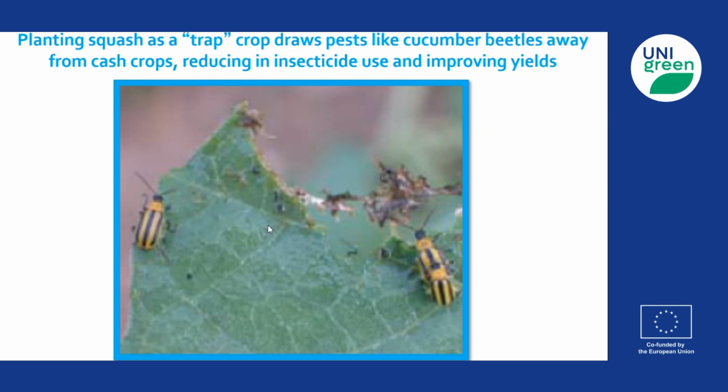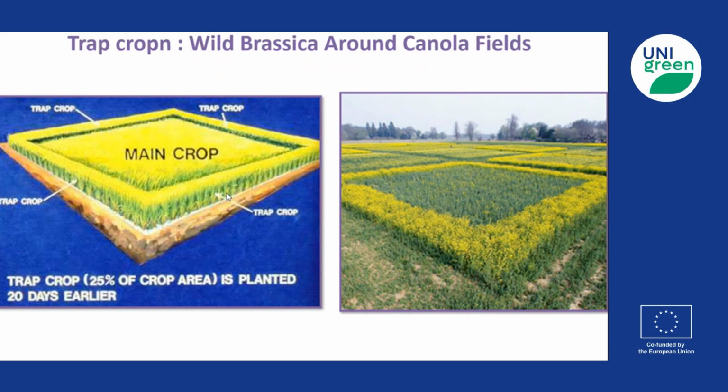But the thing is, with these strategies, you need to have all the strategies together, because you are not only relying on this trap crop, but you also rely on beneficial insects. So you are going to have an army of natural enemies and all the strategies together in order to reduce the pest population. The other thing is that, for example, in the case of canola, many farmers in Canada and in California, in the United States, are planting wild brassica on purpose. They need to plant 20% of the crop area, planted 20 days earlier. So many people say, no, but it's 25% of the land.